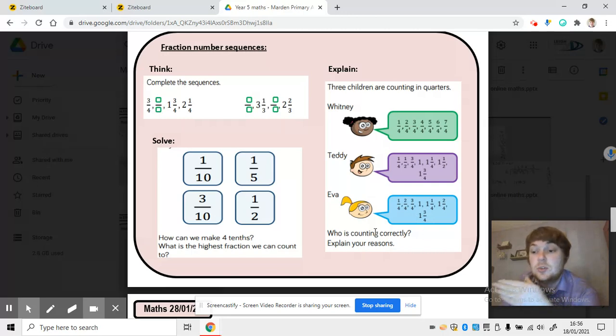It might be you want to do the sequence yourself first to see how it carries on. Has someone missed out a step? Have they gone wrong somewhere, or any of them wrong? It might not be that any of them are wrong. If you can reason, okay, this is what you need to do: explain your reasons.